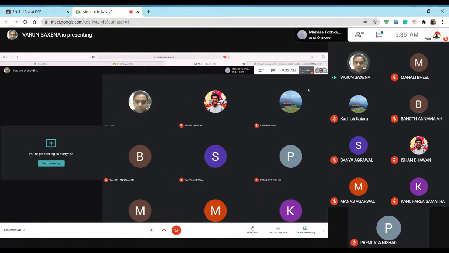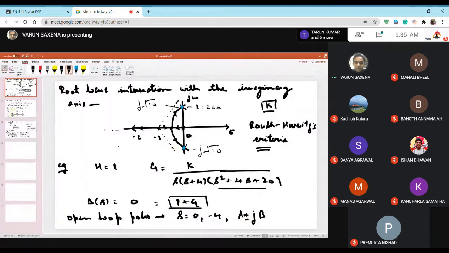All right. So let me just quickly go through it, and then we'll solve a problem, which will be a complete problem, and we'll evaluate everything in it. So in today's class, you are basically looking at this part, root locus intersection with the imaginary axis. There could be some root locuses that you will construct in which the root locus will cut the imaginary axis, which is the j omega axis.